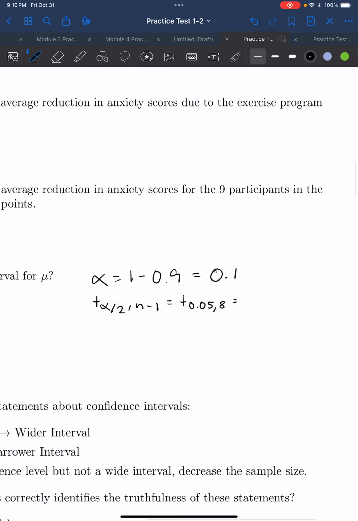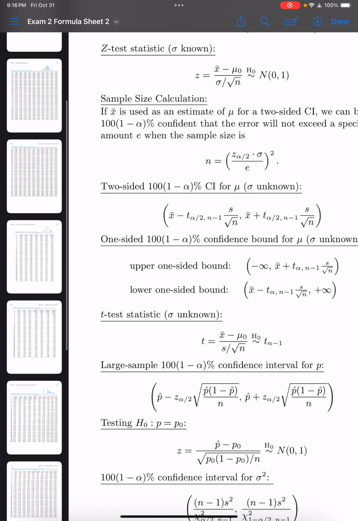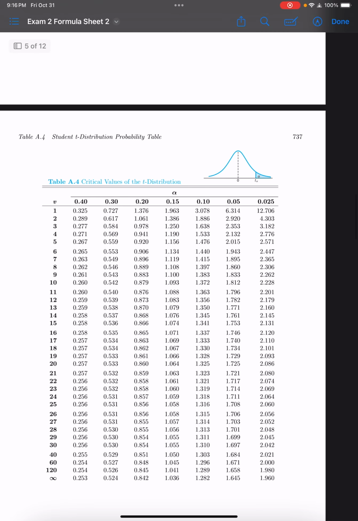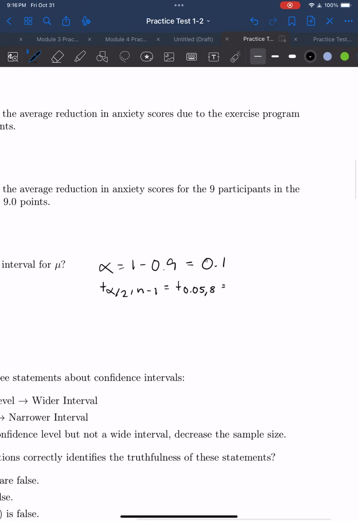And then we can pull this up on our table. So we have 0.05 and 8. We look at our t-distribution table, and then we look at our degrees of freedom. So we have 8 degrees of freedom, and we want to look at 0.05. That's over here, and then we have our t-value, which is 1.860. So we can use that. It's 1.860.